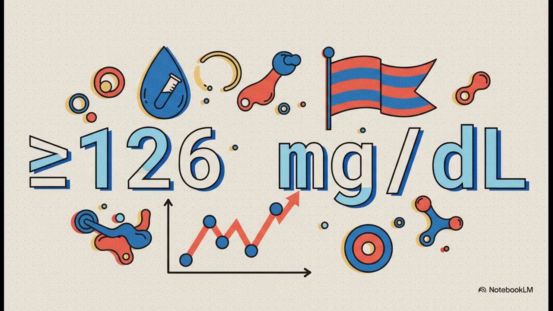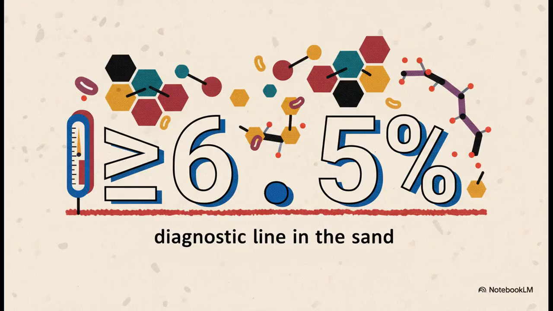Now, to confirm a system breach, you need hard data. You need the numbers. Your first flag is a fasting plasma glucose of 126 milligrams per deciliter or higher. Lock that number in. Your second critical piece of intel is the HbA1c. You know, that long-term look at glucose control. The line in the sand here, the number you're looking for, is 6.5% or higher.